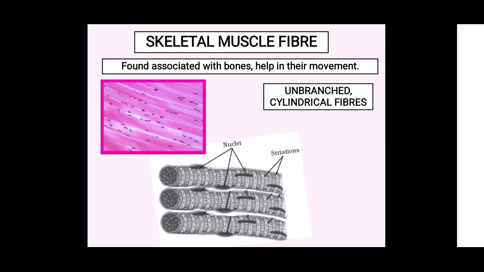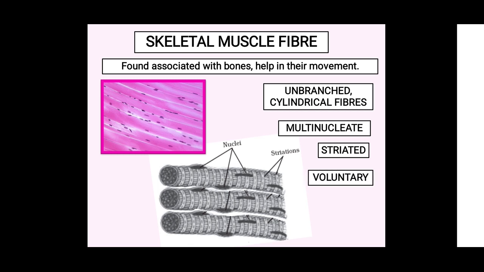Now what are the structural characteristics? That these are unbranched cylindrical fibers. They are multinucleate. You can see different nuclei are present, and they show striations. Then they are voluntary, and they get tired or they are fatigued. These are very important 5 points you have to write along with the well labeled diagram.